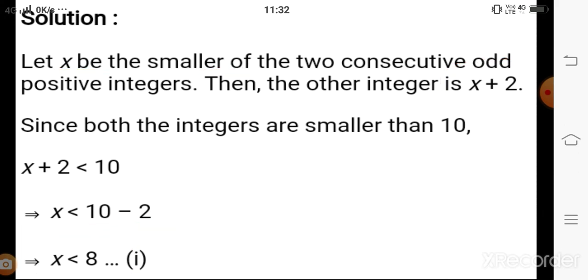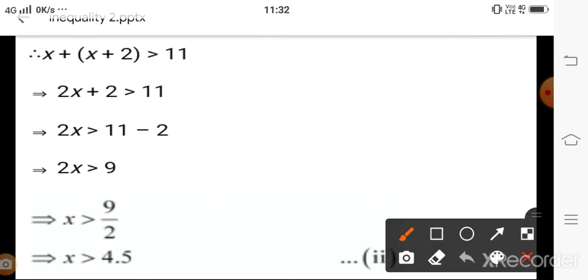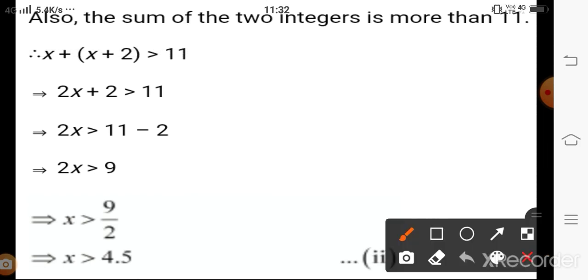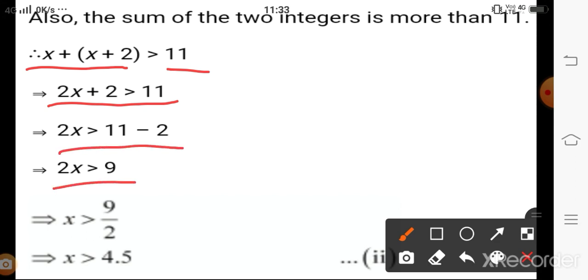That is the first value we get here. Similarly, the second condition is given: the sum of the two odd numbers. The odd numbers are x and x plus 2, and if you add x and x plus 2, the sum should be greater than 11. Then we get 2x plus 2 greater than 11. Then 2x is greater than 11 minus 2, so 2x is greater than 9, and dividing both sides by 2, we get 9 by 2, which means x should be greater than 4.5.